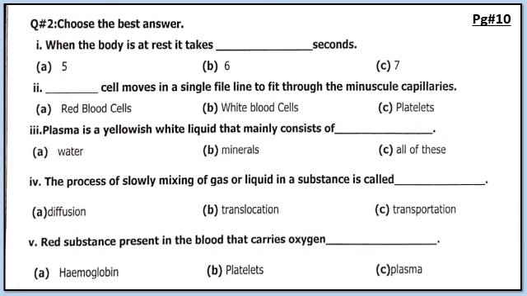On page number 10, the question number 2 is choose the best answer. When the body is at rest, it takes 6 seconds. Red blood cells move in a single fine line to fit through the minuscule capillaries. Plasma is the yellowish-white liquid that mainly consists of water. The process of slowly mixing of a gas or a liquid in a substance is called diffusion. The red substance present in the blood that carries oxygen is hemoglobin.